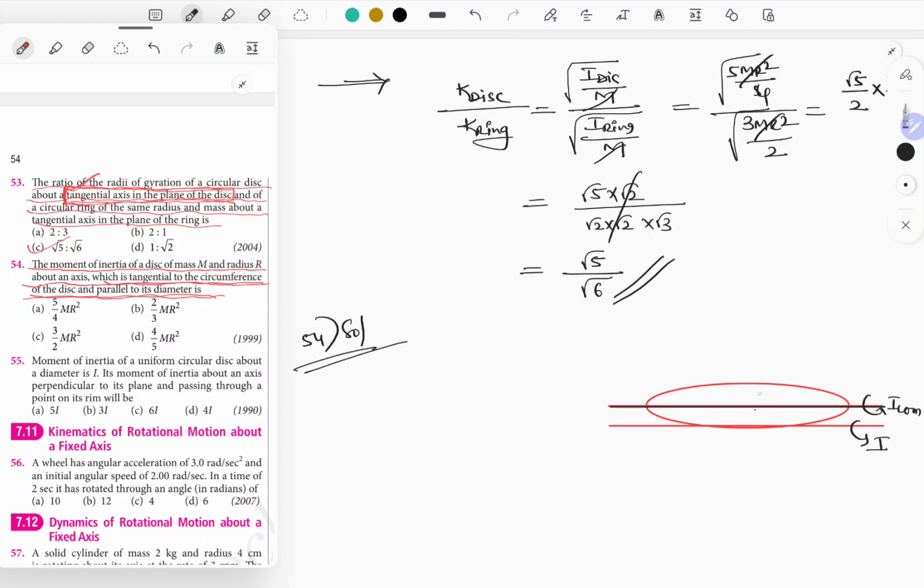Okay? So understood? So what is the distance between these two axes? It is going to be r. Let's say mass is capital M. How to find out I? I is equal to, parallel axis theorem, I center of mass plus M a square. So what is I center of mass? It is the axis passing through the diameter of the disk.